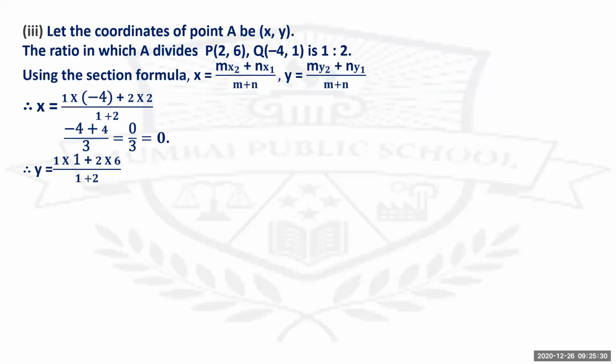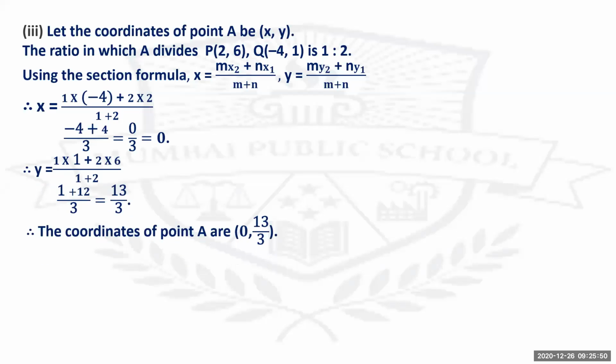Y equals to 1 into 1 plus 2 into 6 upon 1 plus 2. So that is equals to 1 plus 12 upon 3. So that is equals to 13 upon 3. So therefore, coordinates of point A are 0 comma 13 upon 3.